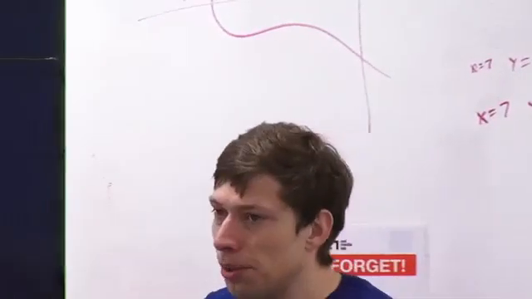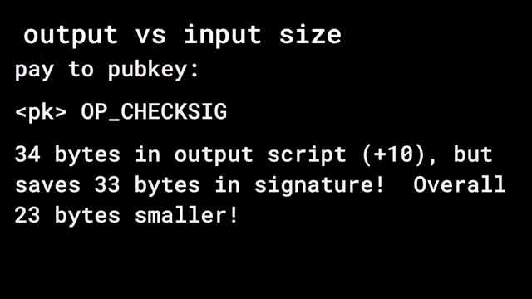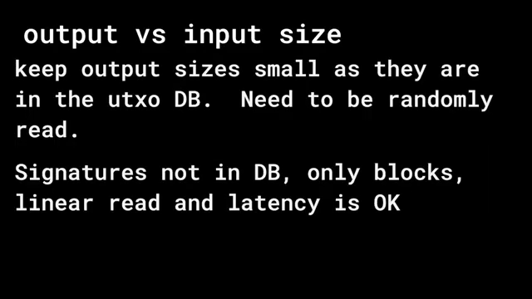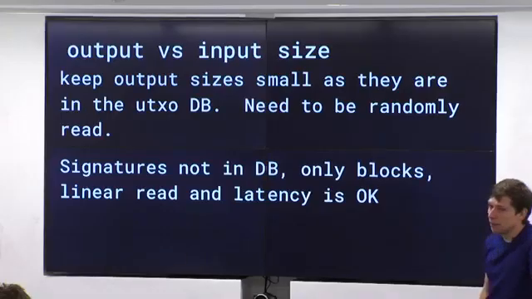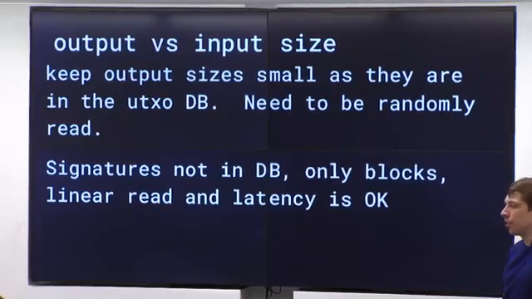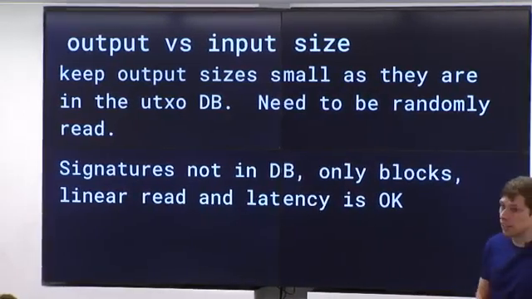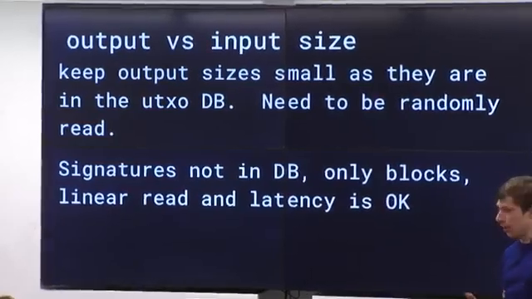Anyway, I don't think Satoshi knew about this idea, or maybe thought of it, never put it in. So the public keys were actually 65 bytes. You want to keep the outputs small because they're in the UTXO set. They're in the database, and you need to be able to look through this and read it randomly. You don't know when it's going to get spent, or what transaction is going to query this. So this has to go in an actual database, a key value store kind of thing.